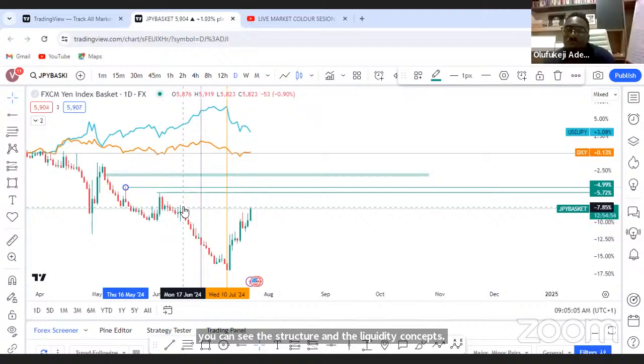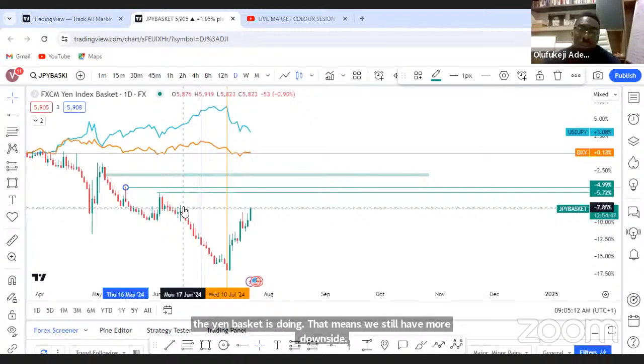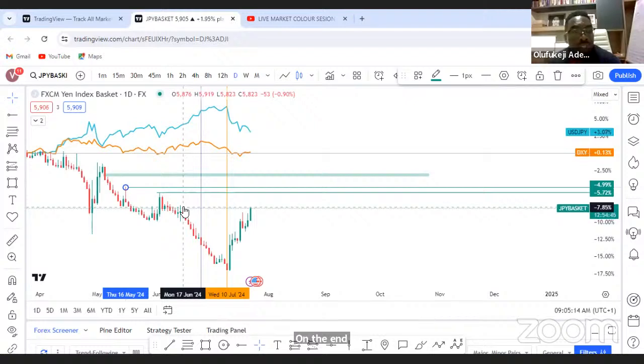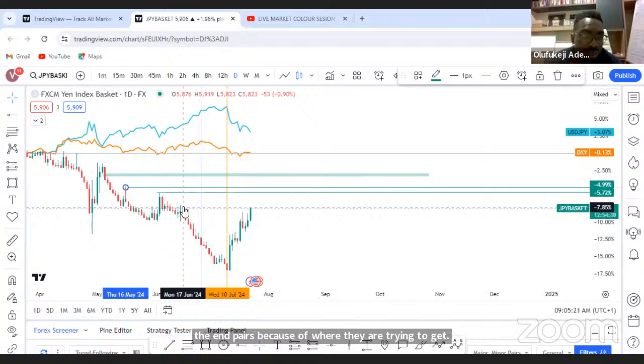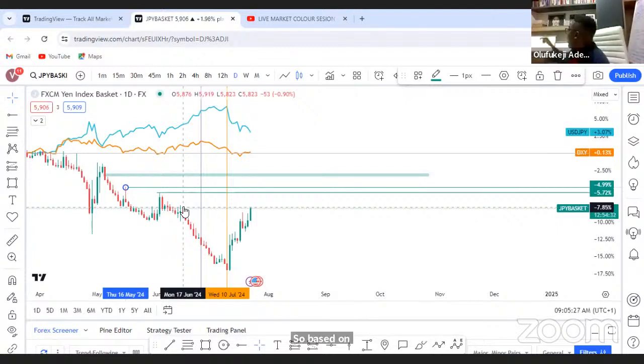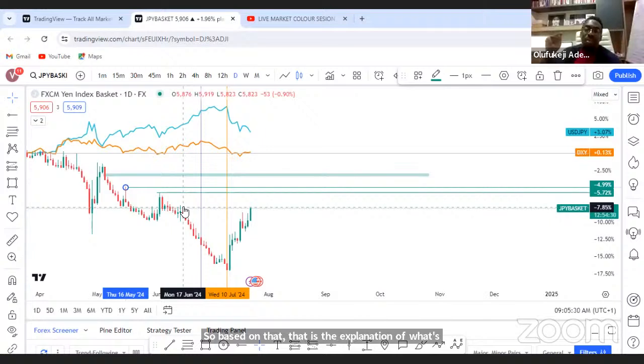So that's where the yen basket is going. That means we'll still have more downside on the yen pairs, because of where they are trying to get to. That is the explanation of what's happening on the yen pairs. That's why they're all going down, down, down, down. All their correlated assets are going up, up, up, up. And that's what we have seen there on the yen pairs.